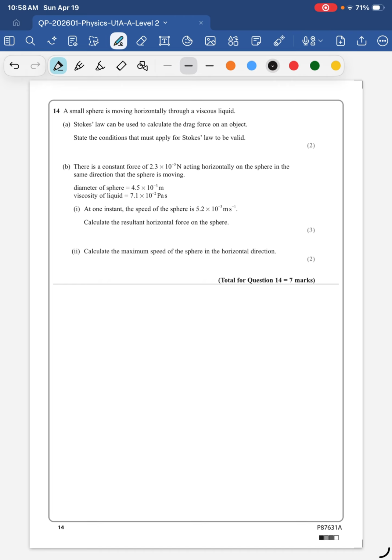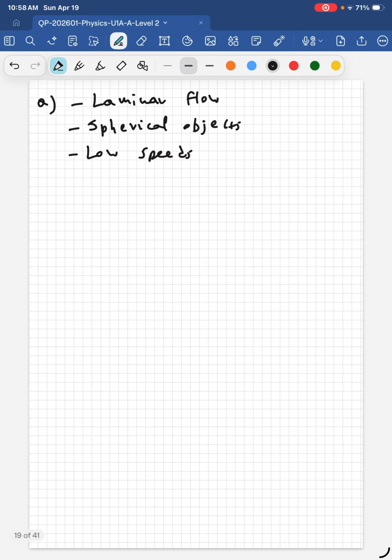Part B, there is a constant force of 2.3 times 10 to the negative 5 newtons acting horizontally on the sphere in the same direction that the sphere is moving. The diameter of the sphere is 4.5 times 10 to the negative 3 meters. The viscosity of fluid is 7.1 times 10 to the negative 2 pascals times seconds. At one instant, the speed of the sphere is 5.2 times 10 to the negative 3 meters per second. Calculate the resultant horizontal force on the sphere. So let's do B, part I.